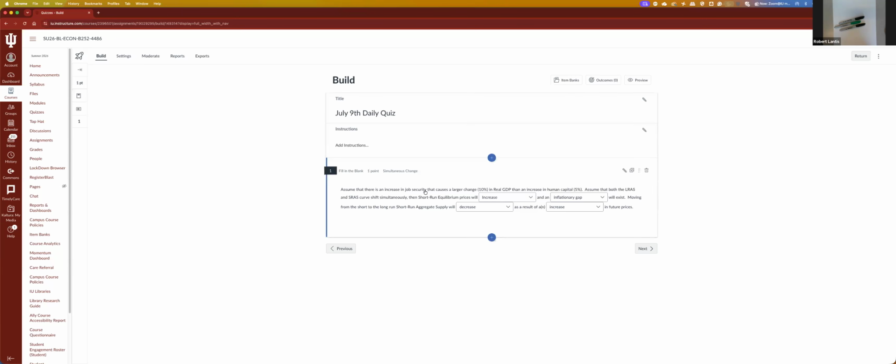We've got an increase in job security. We also have an increase in human capital. We're told that this job security change is larger than the increase in capital. So I gave you hypothetical numbers, right? 10% change here, 5% change. Assume that we have a shift in both the long run aggregate supply and short run aggregate supply from one of these changes. We then want to know what happens to short run prices, if an inflationary or deflationary gap will exist. We also want to think about going from the short to the long run. How is short run aggregate supply going to respond to what type of gap we have?